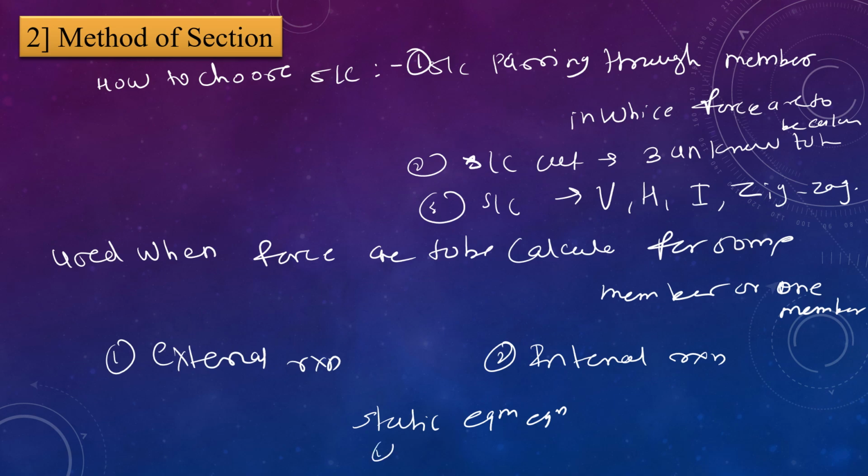There are three equations in that: summation of Fx equal to 0, summation of Fy equal to 0, and summation of moment equal to 0. Okay, so this is how the method of section works.